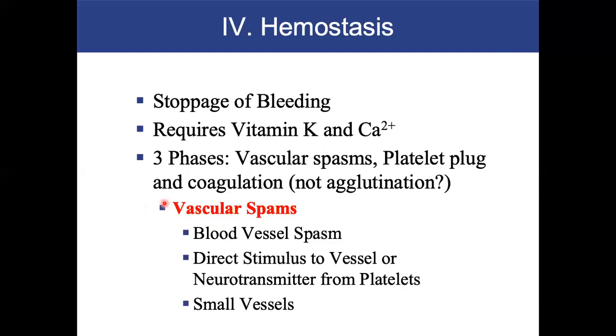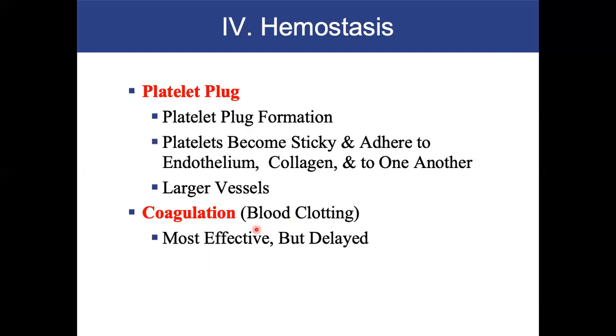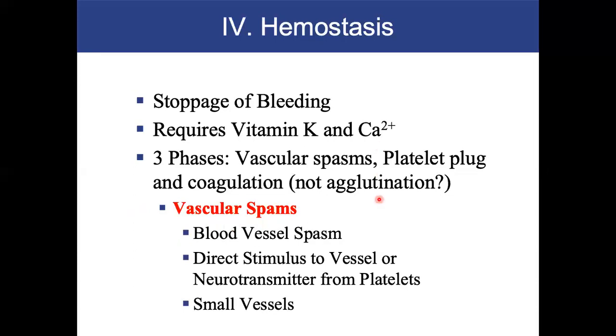So vascular spasm is when you injure a blood vessel, that blood vessel starts spasming. Neurotransmitters are going to be released from platelets that's going to cause spasming. And this happens in small blood vessels, right? So those small blood vessels start spasming and closing shut, and then they're going to stop bleeding. So let me back up. When that vascular spasm occurs due to injury of that blood vessel, it's going to stop bleeding.